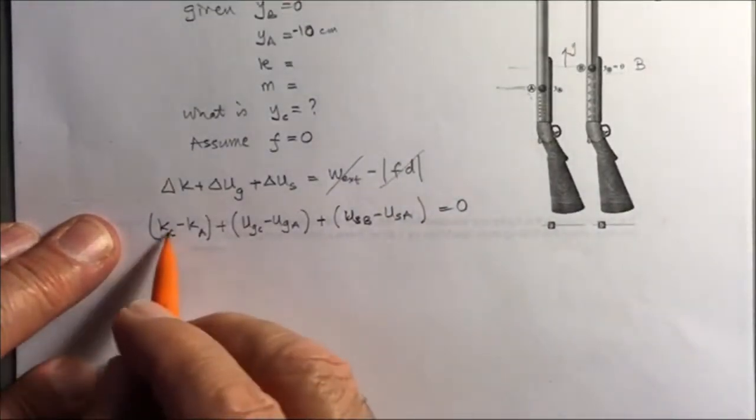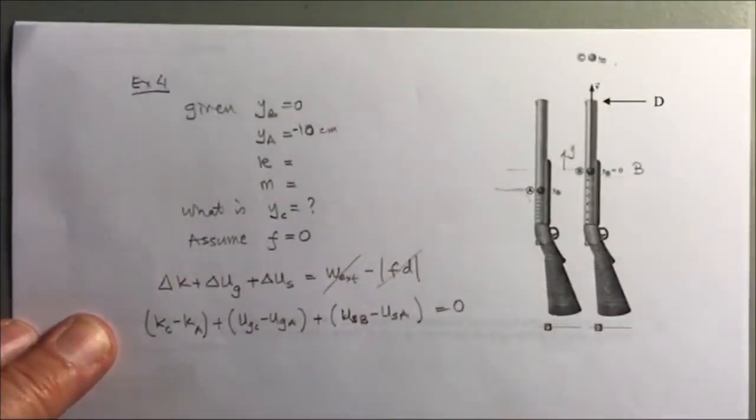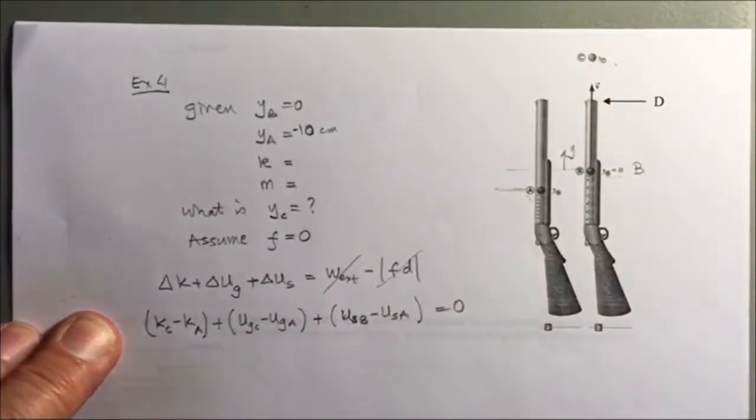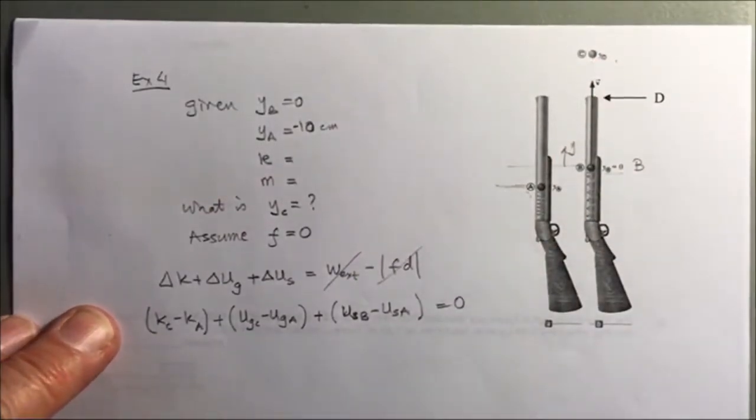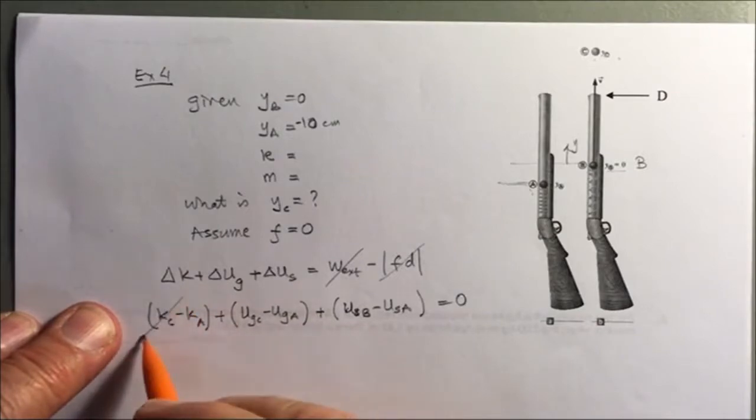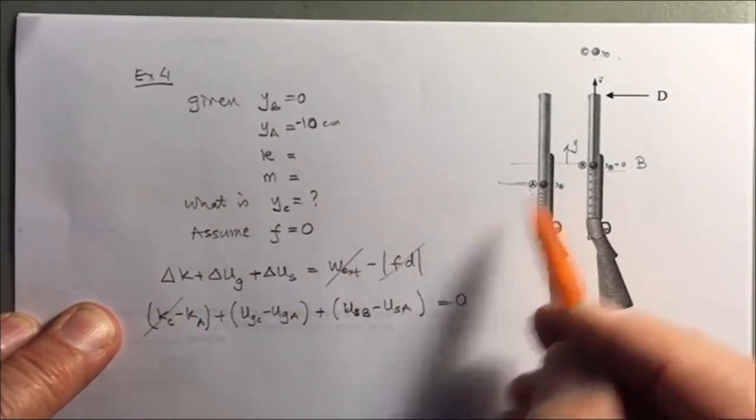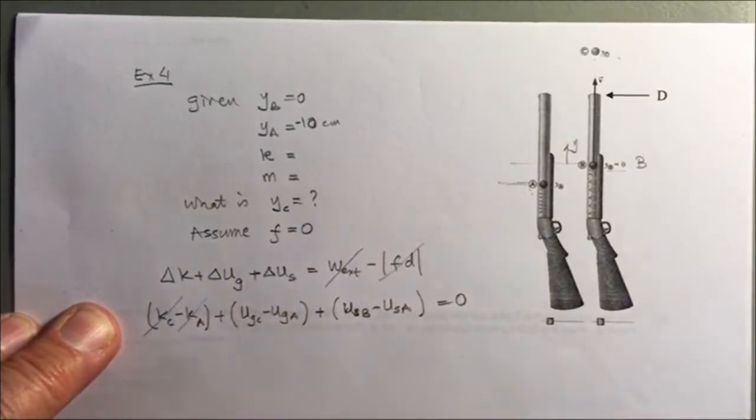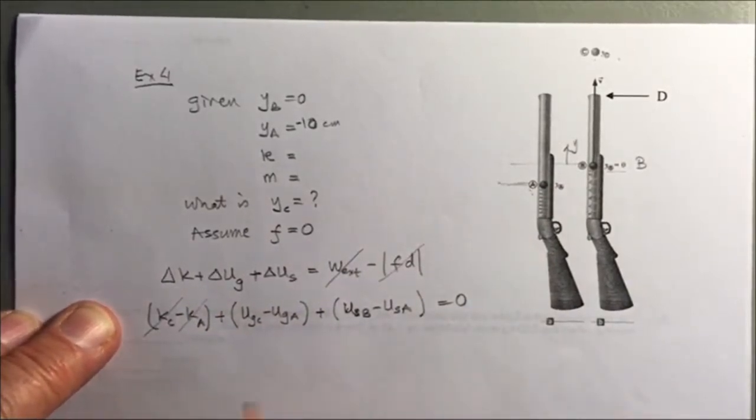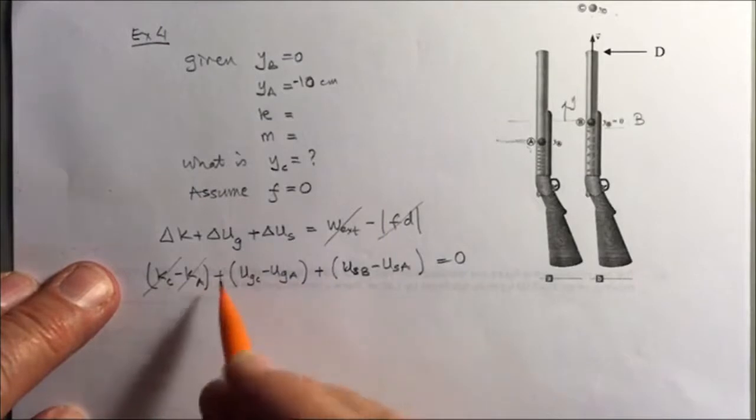And now we can say KC. So at the highest point, the velocity is going to be 0. So this is going to be 0. And at the initial point, the velocity was 0. That's 0. So both of these are 0. So that simplifies a little bit.